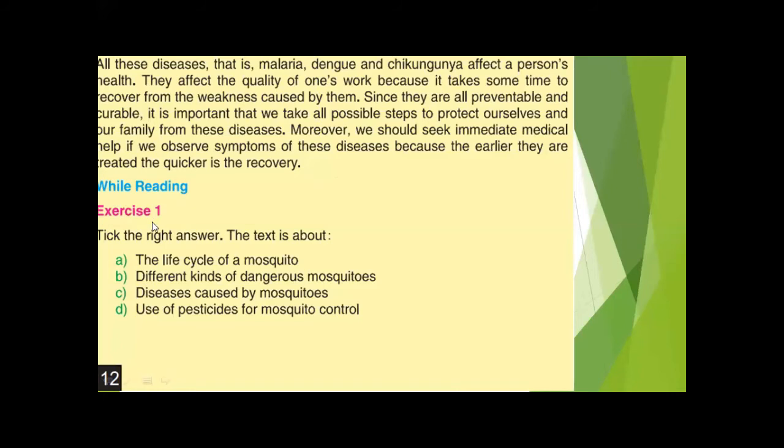In exercise 1, what you have to do is listen attentively and take the right answers. The text is about A. The life cycle of a mosquito. B. Different kinds of dangerous mosquitoes. C. Diseases caused by mosquitoes. D. Use of pesticides for mosquito control. So the answer is C. Diseases caused by mosquitoes. Please take a screenshot so it will be easier for you to complete your work.